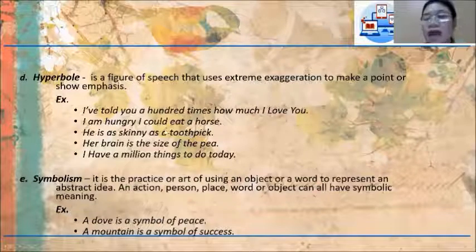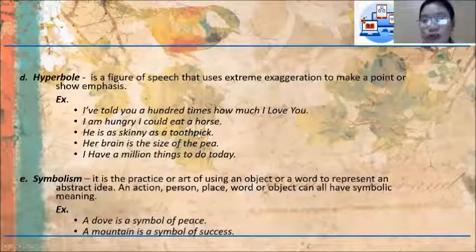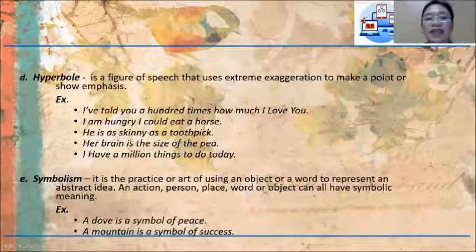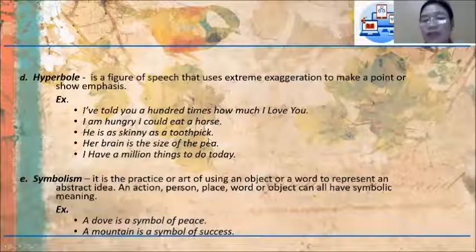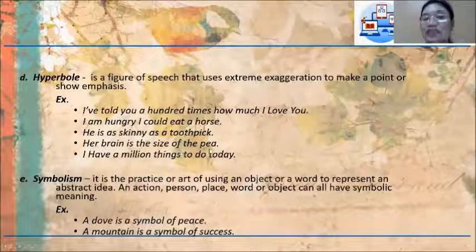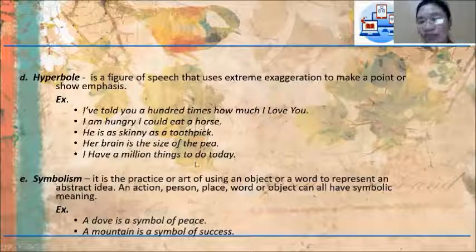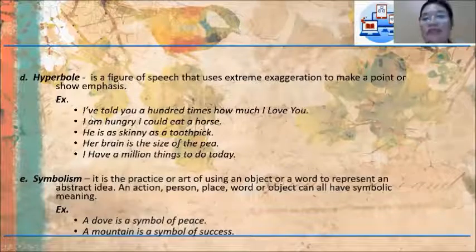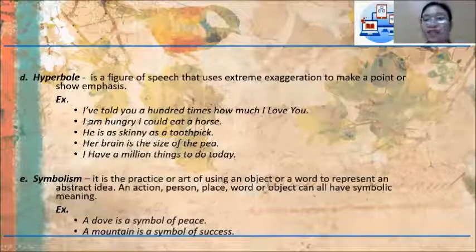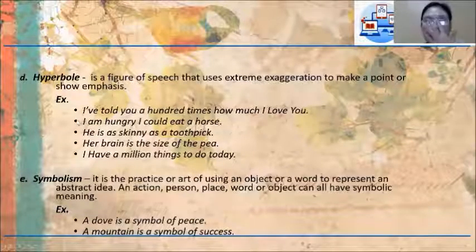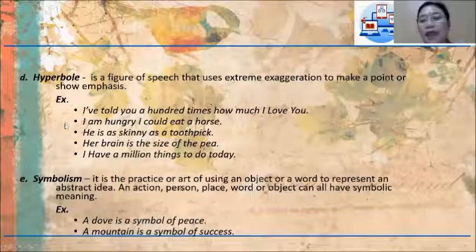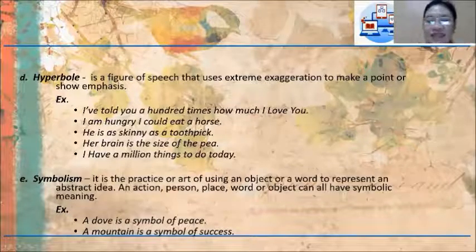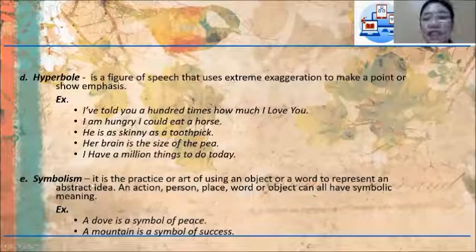I am hungry, I could eat a horse. So you are so hungry that you could eat a horse. And then he is as skinny as a toothpick. Her brain is the size of a pea. And I have a million things to do today. Do you know of a person who is hyperbolic? Meaning to say, he usually exaggerates things.